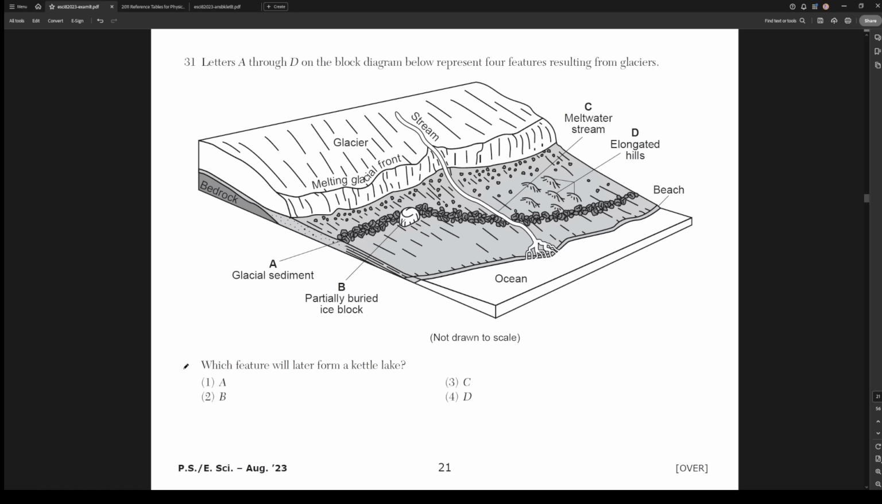All right, 31. Which feature will form a kettle lake? That's a glacier. It's a giant buried ice block. That right there is going to make a hole and then melt, so it's B. This is like the definition of a kettle lake.